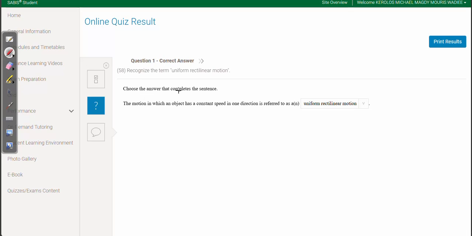Guys, today we're gonna be doing the Term 2 Week 2 physics quiz. So let's get started with question 1. The motion in which an object has a constant speed in one direction.